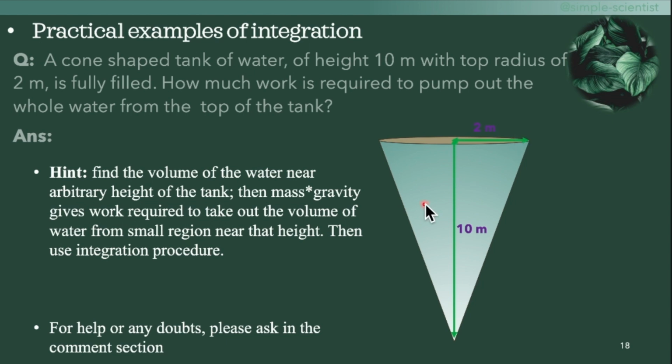The hint is we need to find the volume of water near an arbitrary height of the tank, say h from the bottom, and then get the mass of that small region of water, and then multiplying by gravity will give us the work required to take out the water from that small region. And then we use the integration procedure to calculate the total work required to pump out the whole water from the tank.